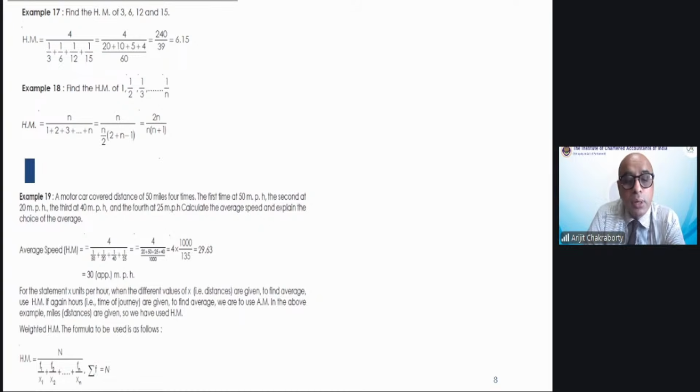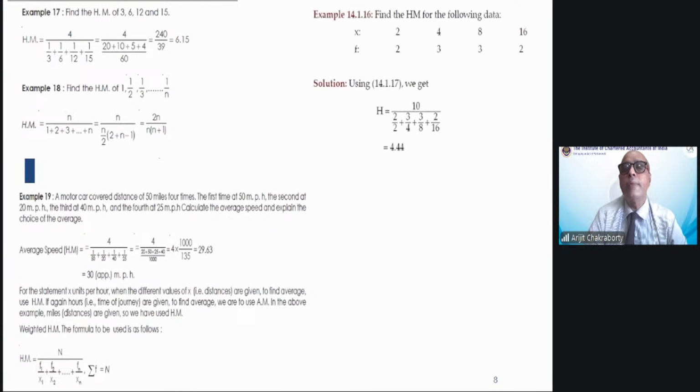So therefore, we see the logic for the statements in units per hour when different values of distances are given. To find the average, it is always the harmonic mean which is used. We have used harmonic mean in this case because we are given distance divided by time. Speed is ultimately nothing but distance divided by time, so it's a ratio. So this is the logic. And now we see the last example before we move to the exercises.